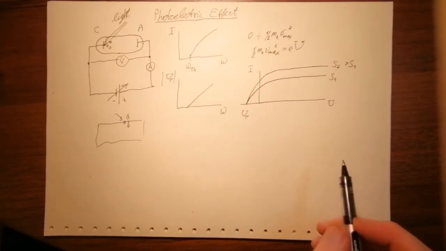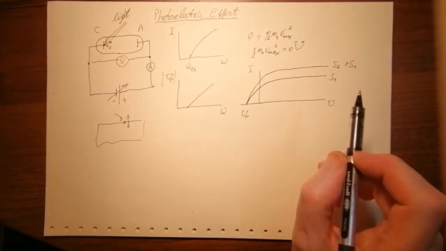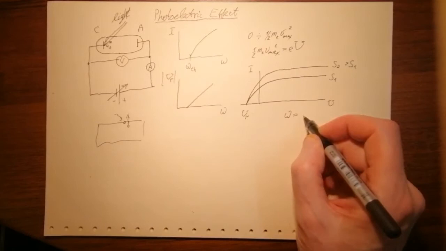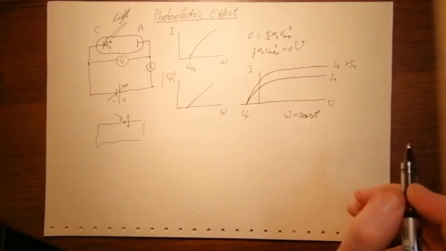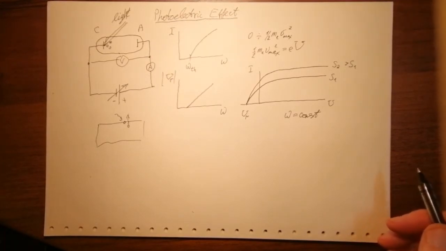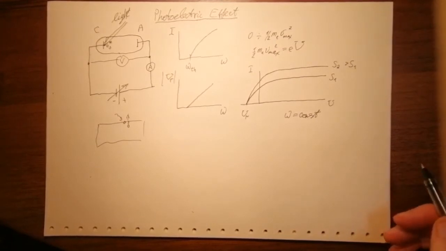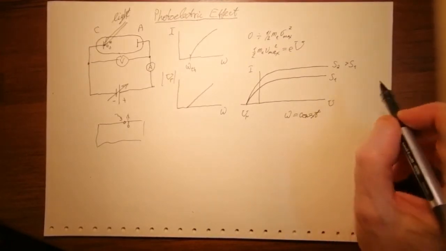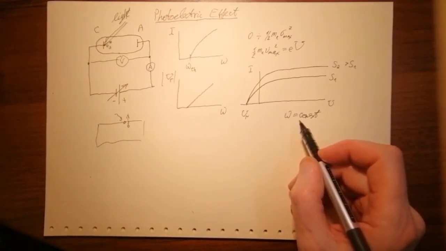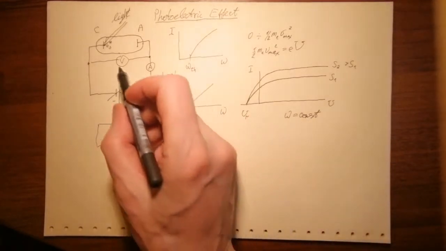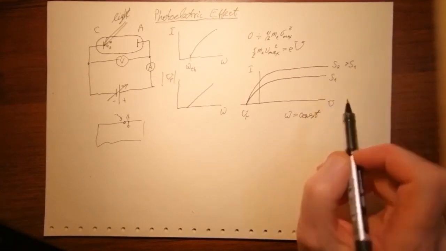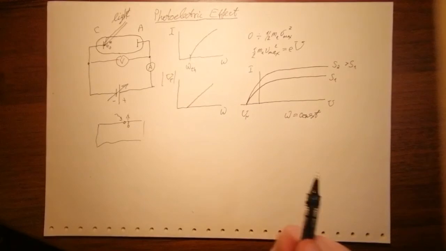So we can say that in both cases we have a fixed omega, and the third law of the photoelectric effect consists in the statement that at a fixed frequency, the number of electrons emitted per unit time is proportional to the intensity of light.